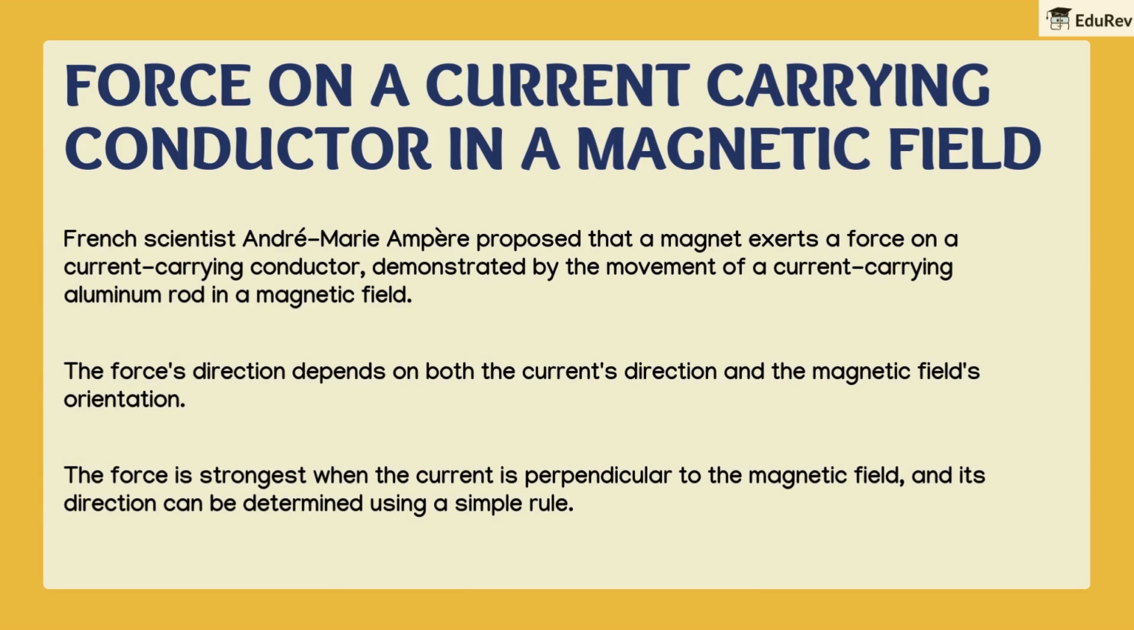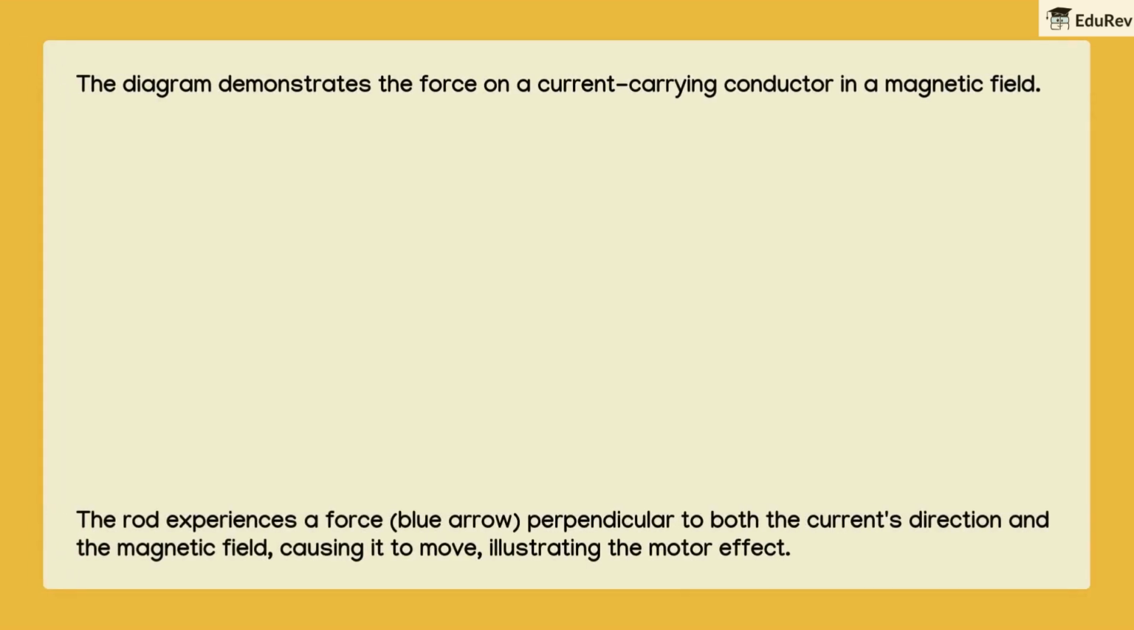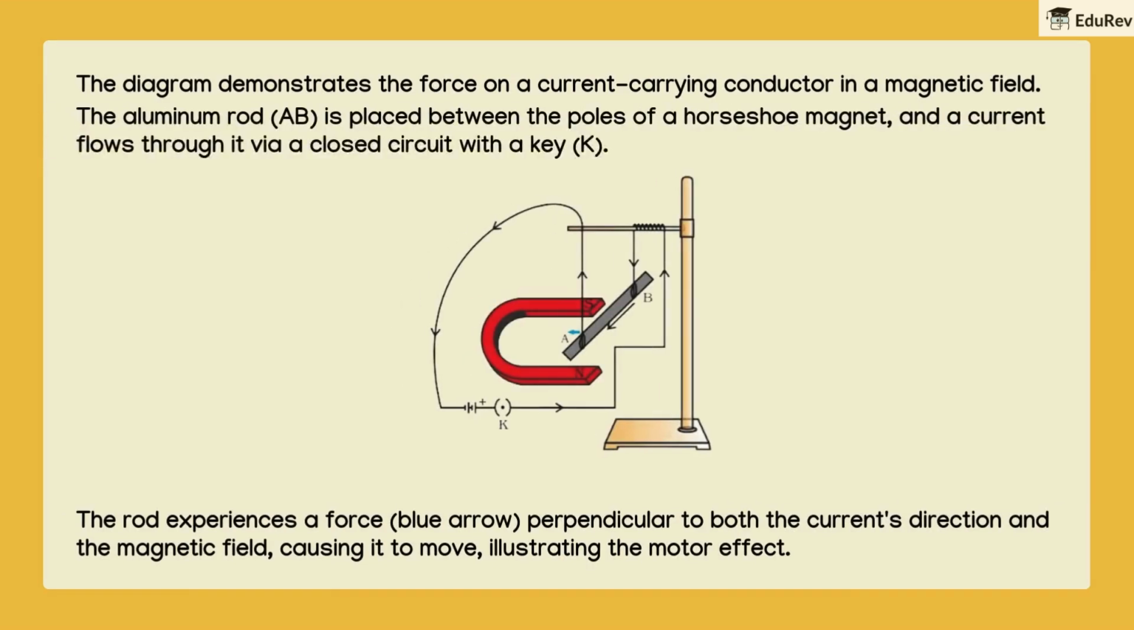The diagram demonstrates the force on a current carrying conductor in a magnetic field. The aluminum rod AB is placed between the poles of a horseshoe magnet, and a current flows through it via a closed circuit with a key. The rod experiences a force, blue arrow, perpendicular to both the current's direction and the magnetic field, causing it to move, illustrating the motor effect.